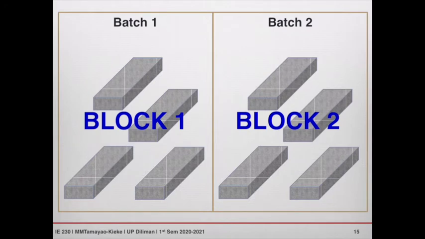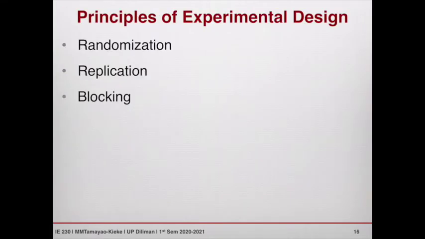To eliminate or minimize this effect, we should perform blocking. In this case, the blocks could correspond to the two batches. We have now covered the three principles of experimental design: randomization, replication, and blocking.